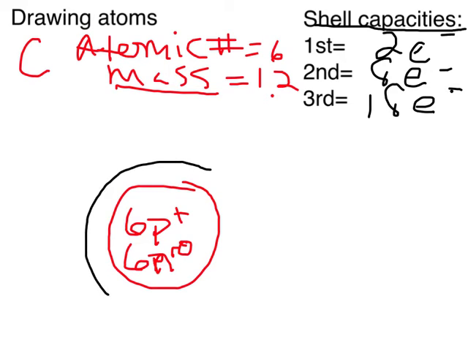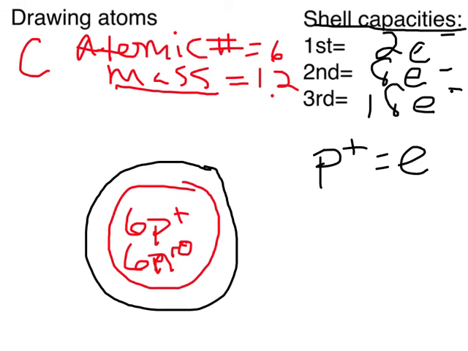So here is my first shell. That's the one that's closest to the nucleus of my atom, and it has a capacity of 2 electrons. Now, in an elemental atom like you see on the periodic table, the atoms that you see on the periodic table are the elemental atoms, the number of protons is going to equal the number of electrons. So if I have 6 protons here, that means I'm going to have 6 electrons.